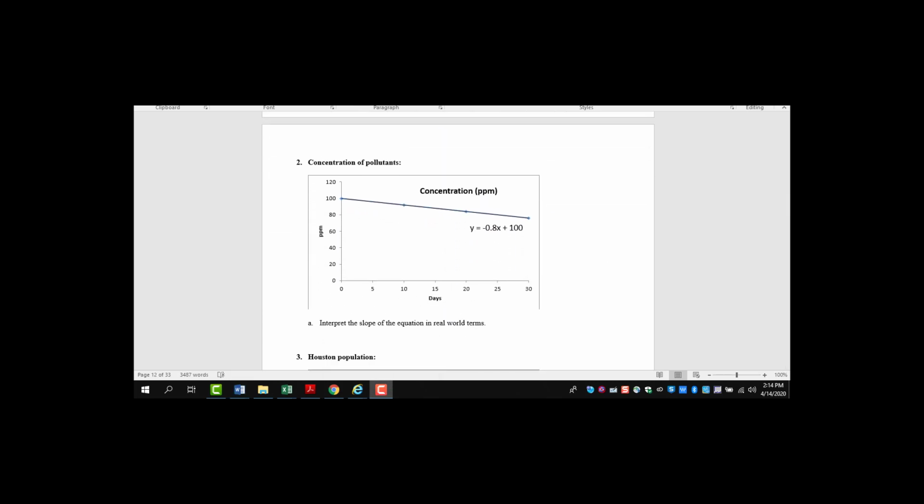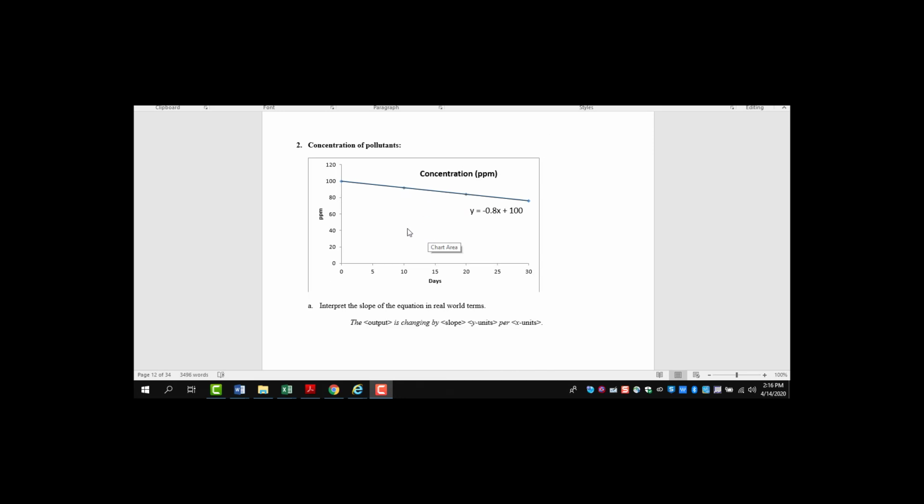Now we'll take a look at this. When we first look at this, you've got to see what you've got. You've got concentration and parts per million. Over here you've got parts per million of a pollutant, concentration of a pollutant, and here you've got days. So here's the linear equation. It has a negative, so it's going down as you move from left to right. Here's the slope, negative 0.08. Now try to interpret this in real world terms, and that negative 0.08, I'm going to put it down here.